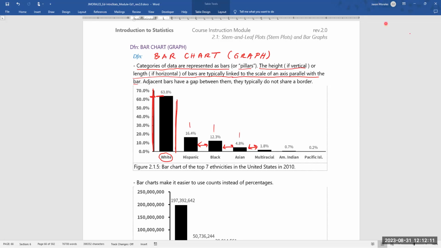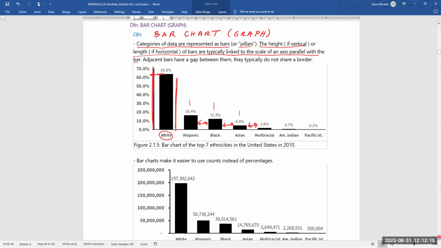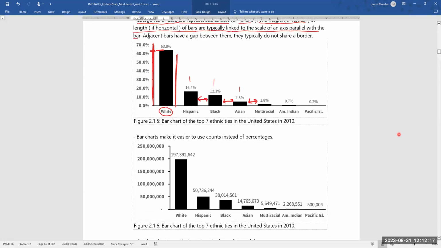All right, so what we've got here in figure 2.5 is a bar chart, which is representing ethnicities in the United States in 2010. And on the left-hand side, we have by percent. So this is relative frequency from 0 to 70%.